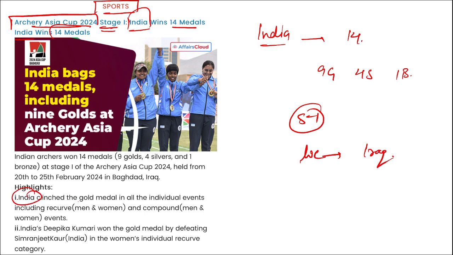Correct. And India clinched the gold medal in all the individual events including recurve men and women and compound men and women event. Right.